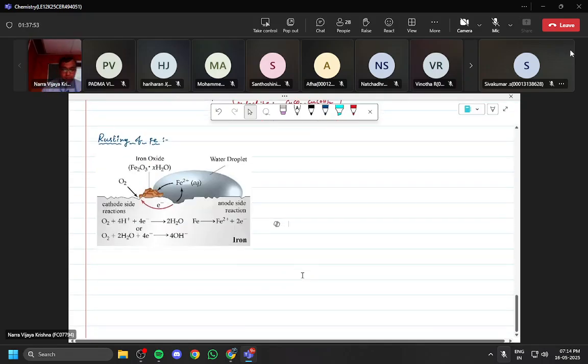Now see this. This is an iron surface, not polished, with some cracks or dents present, right? A rough iron surface on which a droplet of water is present. If it is a smooth surface, rusting doesn't happen easily. If there is a dent, crack, or any distortion on the metal surface, then such metal undergoes oxidation readily.